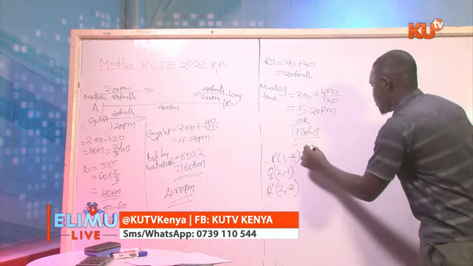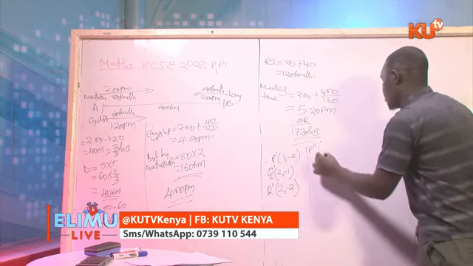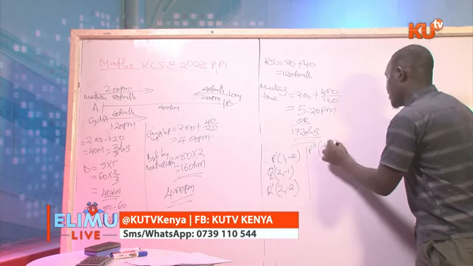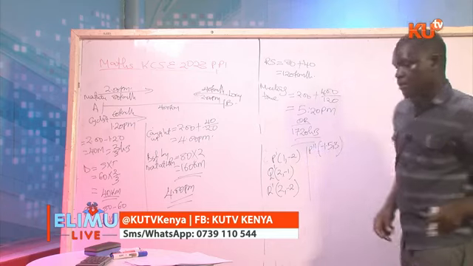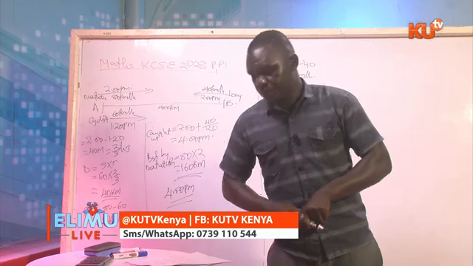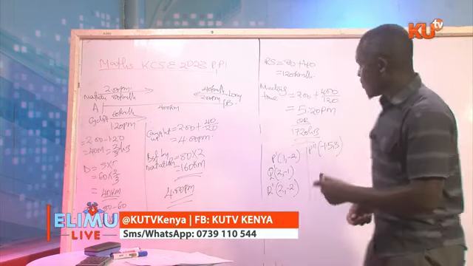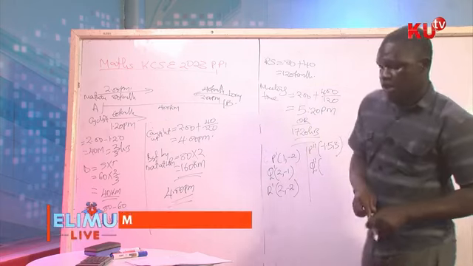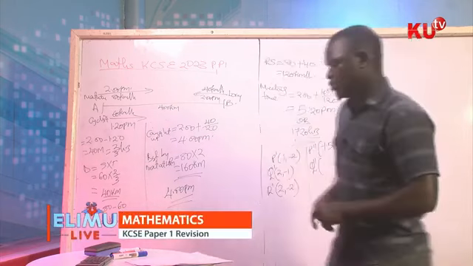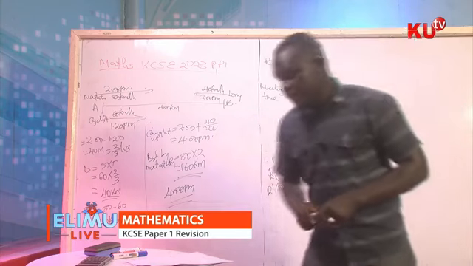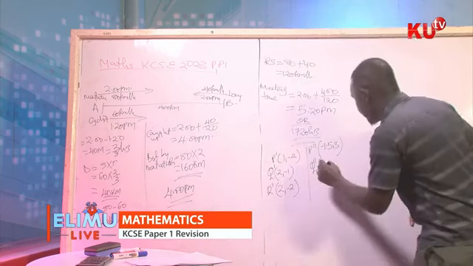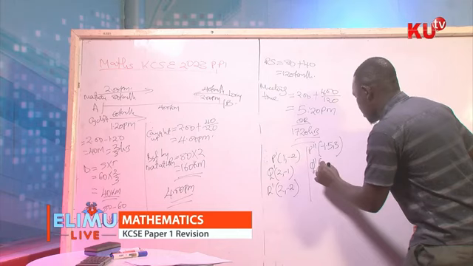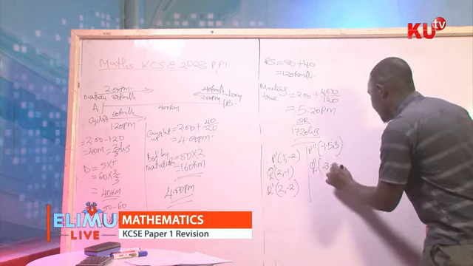P double prime will be negative 1.5, 3. The same applies to Q double prime. You just apply the same concept, counting or measurement. I'm sure if you do it very well, dear student, you'll be getting negative 3, 1.5.